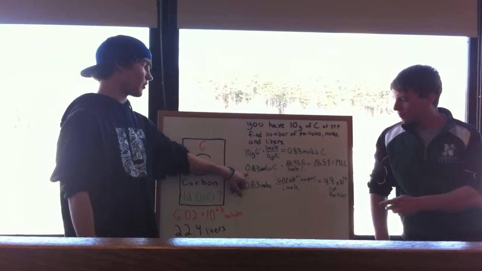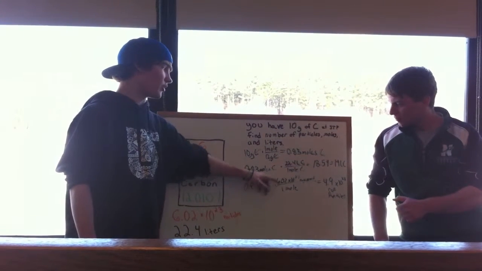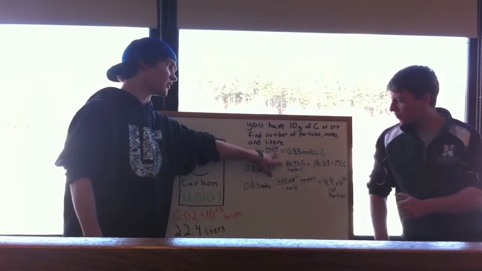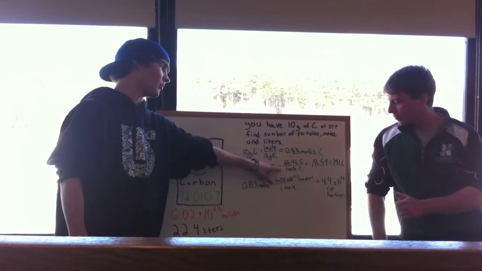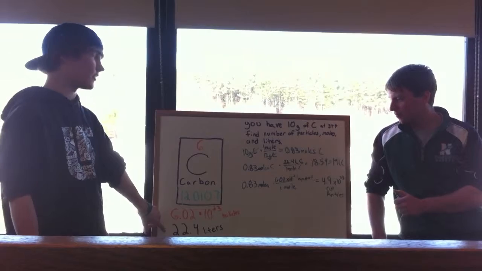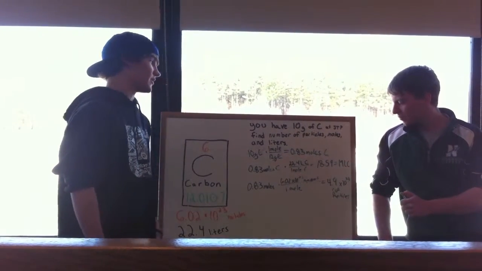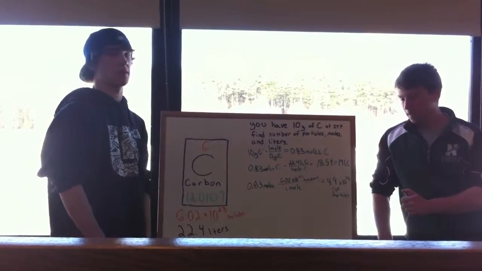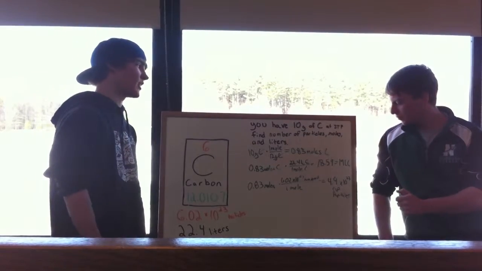After that, we take the number of moles of carbon that we have and multiply it by 22.4 liters of carbon over 1 mole of carbon to get the number of liters. That's a standard number to find the liters. And that gives us 18.95 liters, but then you have to use significant figures, which gives you 19 liters of carbon.